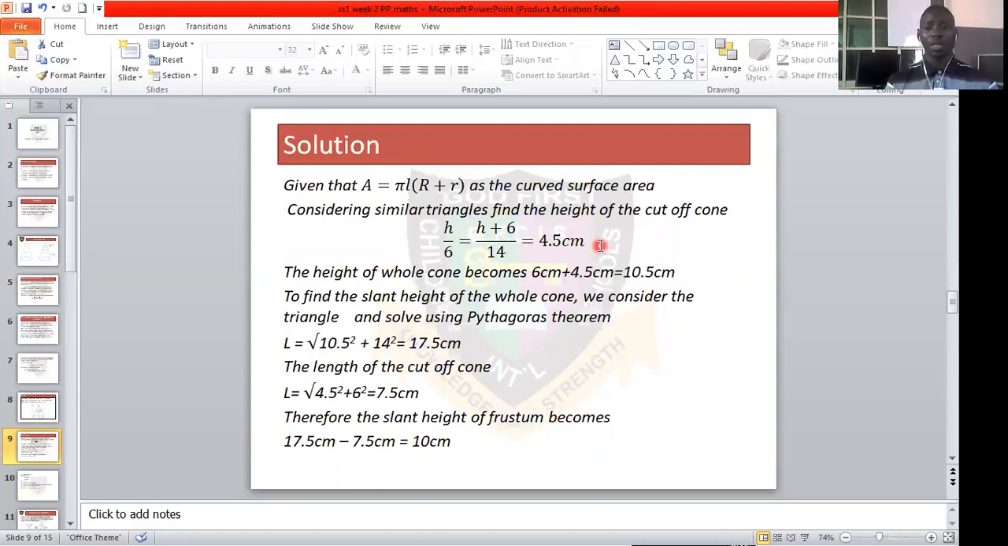I would like you to cross check, solve for h. You cross multiply first and make h your subject of the formula. You get 4.5 centimeter. So that gives us the height of the smaller cone.